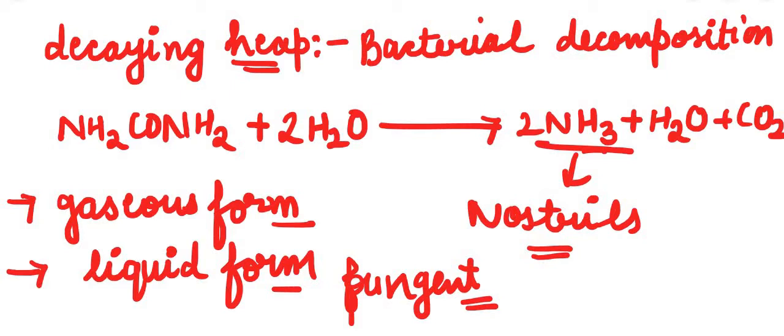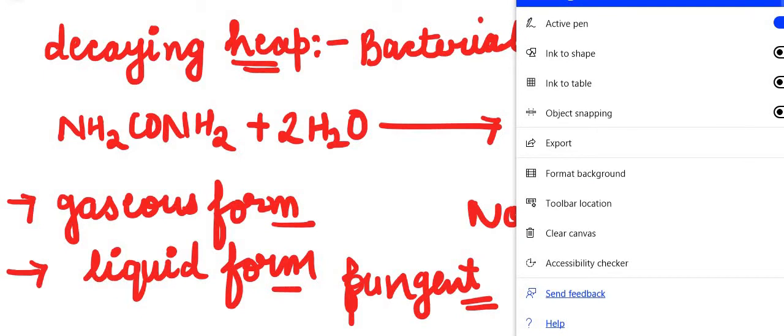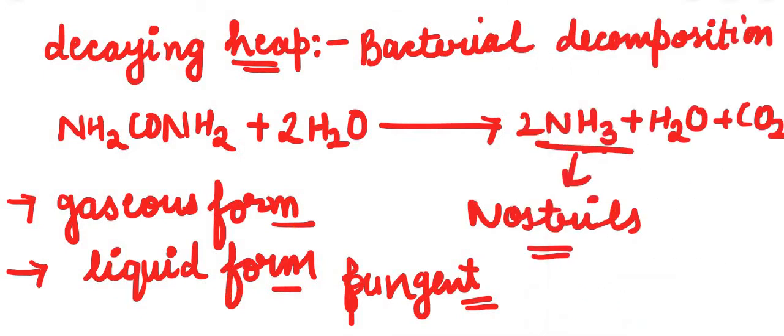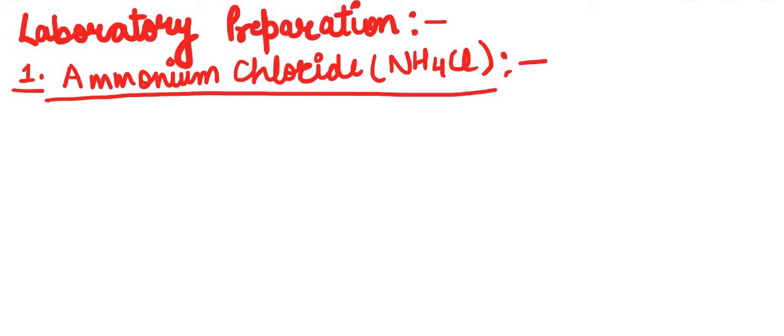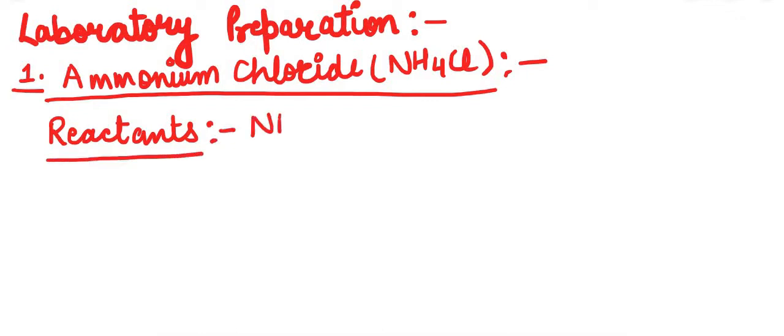Now let's move on to its laboratory preparation. That is the most important part, and it is included in our syllabus. In the laboratory preparation of ammonia, the very first method is with the help of ammonium chloride. When we are learning laboratory preparations or any reactions, you need to learn what reactants you are using, the reaction, the drying agents, the procedure, and the precautions. You need to learn everything about them.